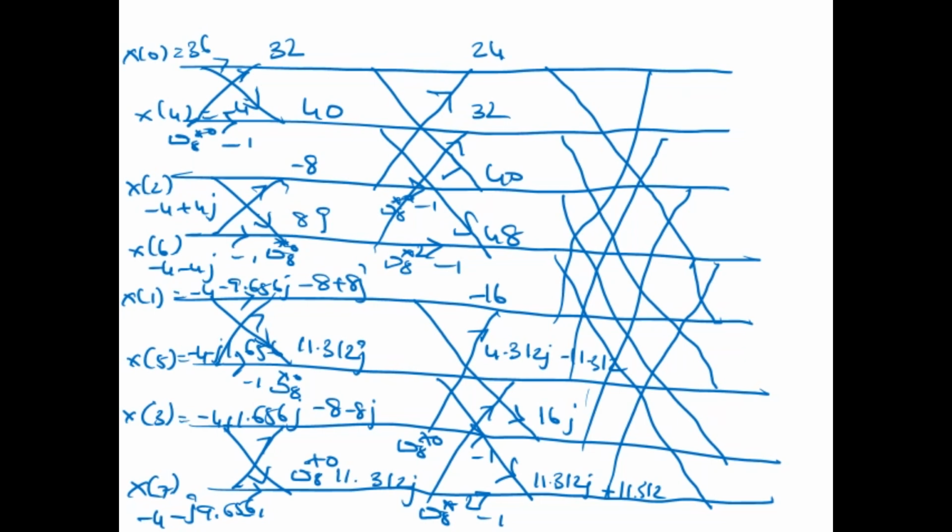multiplied by minus 1, omega 8 of star 0, omega 8 of star 1, omega 8 of star 2, omega 8 of star 3. These are the inputs for third stage. That time we have to multiply it by 1 by 8.